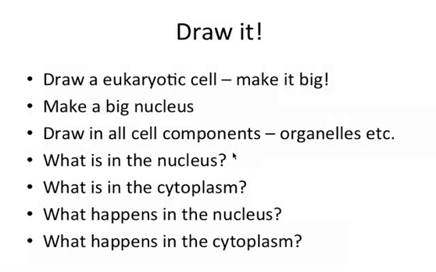You're going to draw a cell, you can make it big, and then you're going to go through these steps. You have your big nucleus, and put everything inside that cell that goes there, and what's going on in each of these places. What happens in the nucleus? What happens in the cytoplasm? And then we'll move on to a bigger picture in a second. So I'm going to give you guys like 2 or 3 minutes.